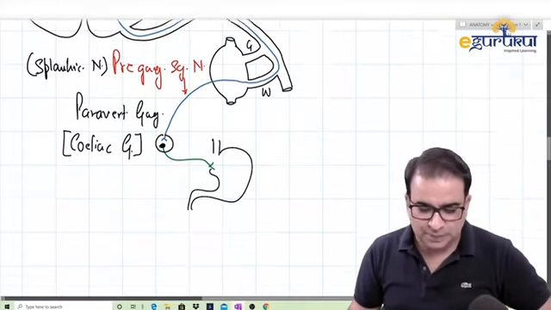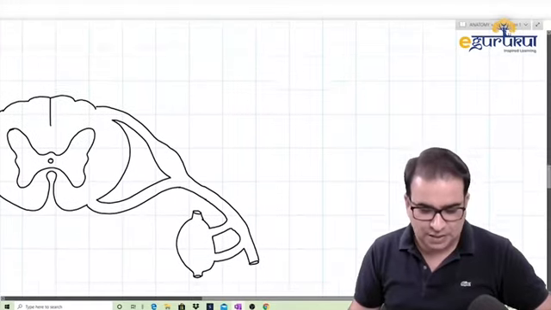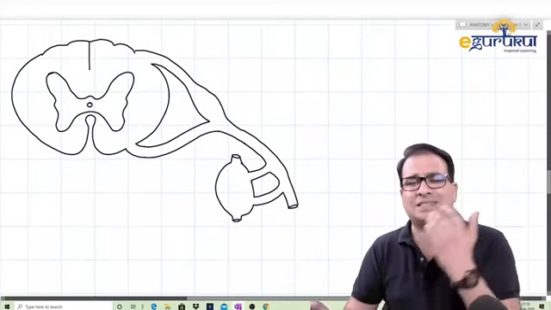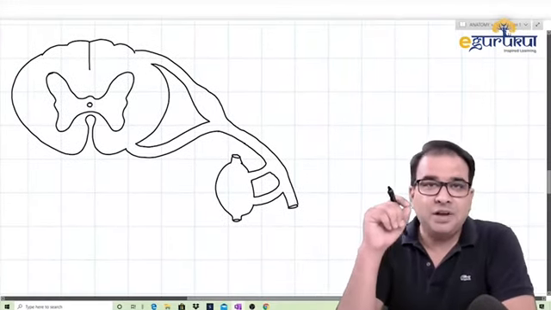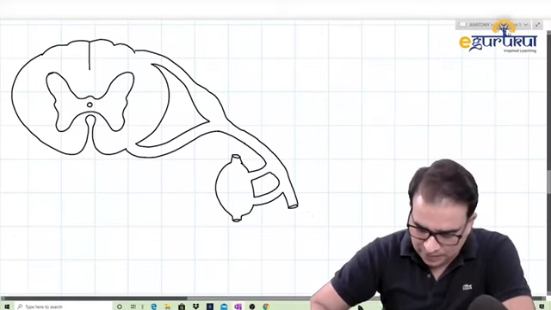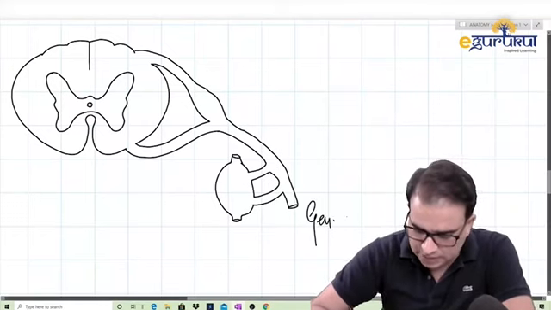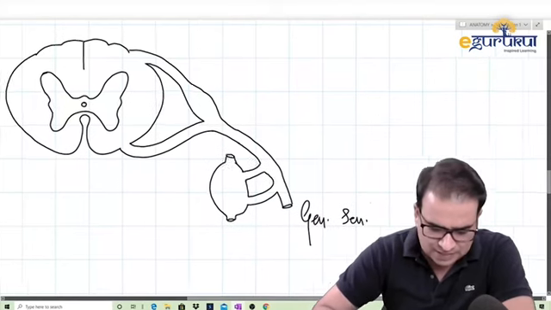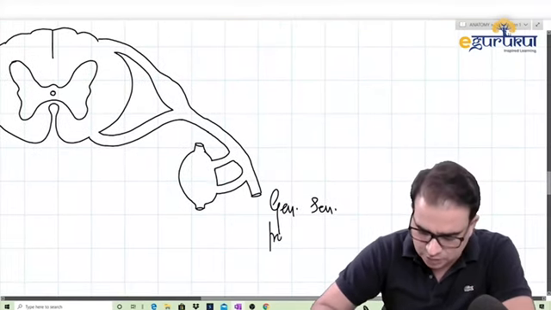If the sensation is coming from the somatic structures, that is from the skin or muscle, then they have nothing to do with the ganglion. What I'm saying is, let's say I'm talking about the general sensation, just an example, general sensation from skin.